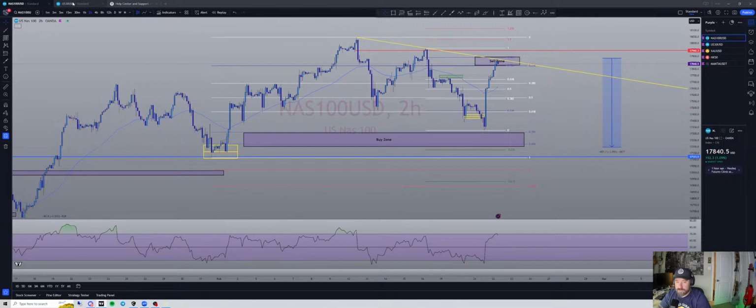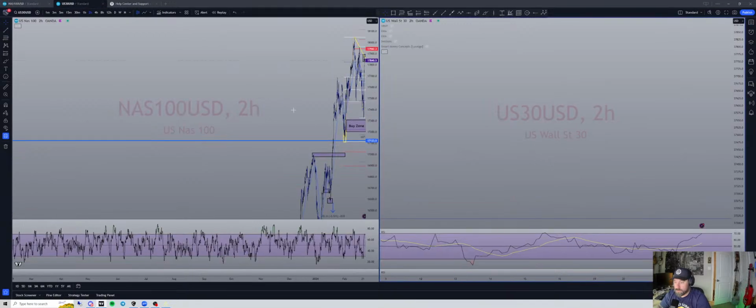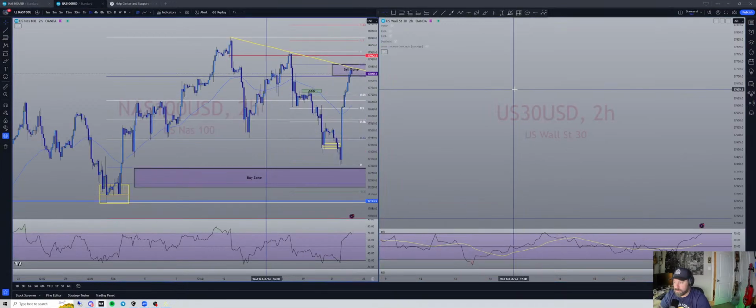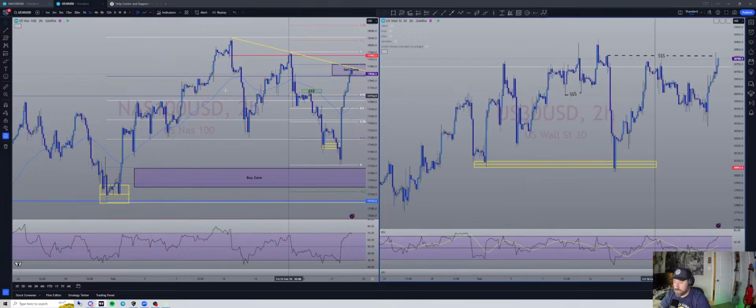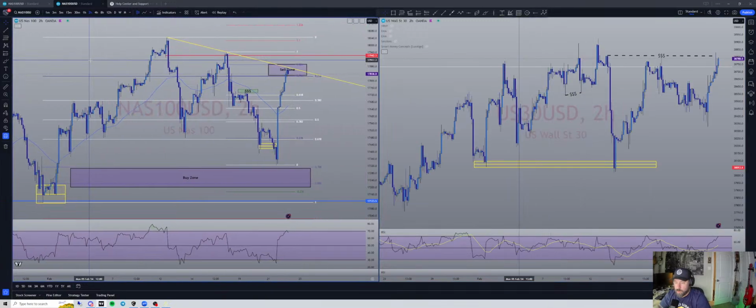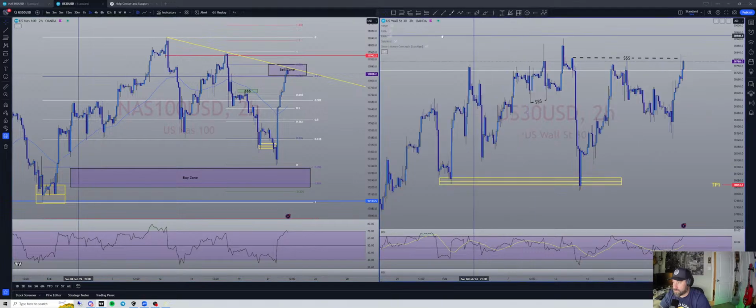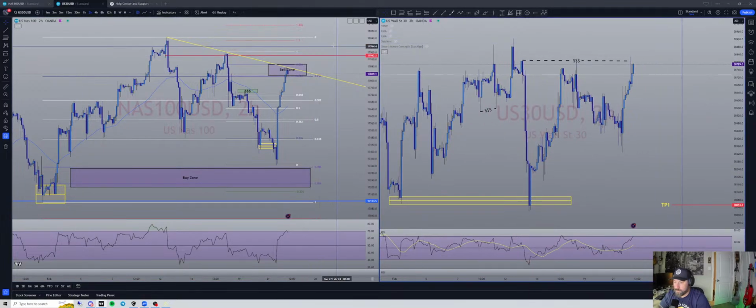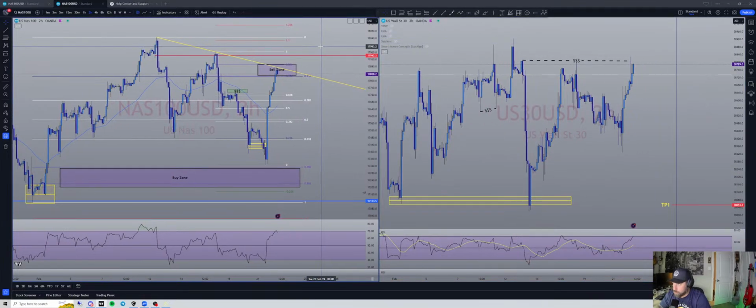So let's do this. Let's reset these charts. Reset, reset. All right, so now we can see what NASDAQ does, and what 30-30 does at the same time. Sorry, Goldie, you're going to have to wait.